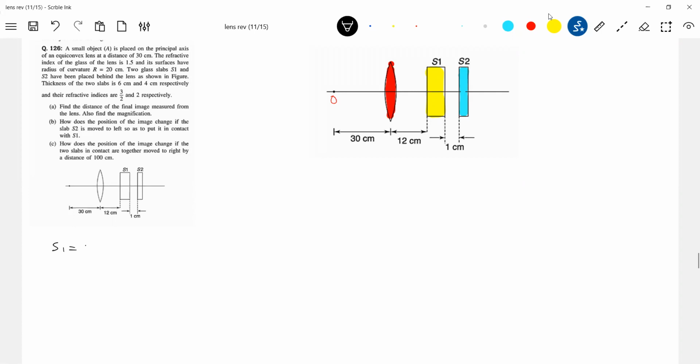Two glass slabs have been placed behind the lens. What is the shift produced by the first slab? This will be (1 minus 1 by 3/2) times the thickness, which is 6 centimeter, so 2 centimeter is the shift produced by the first slab. S2 equals (1 minus 1 by 3/2) times the thickness of the other, 2 centimeter, so 2/3 is the shift produced by the second slab.